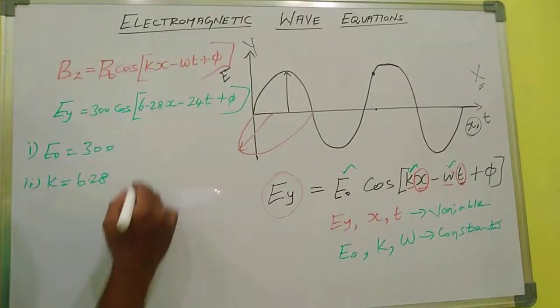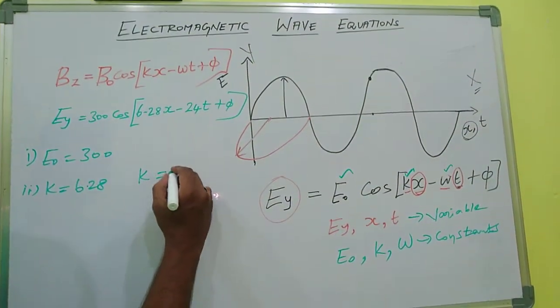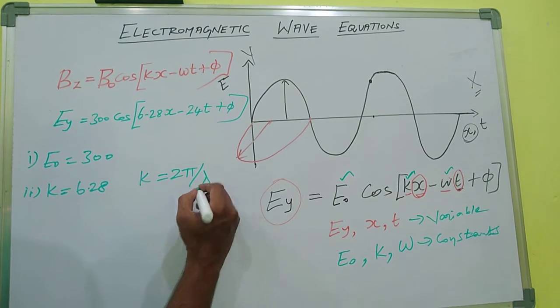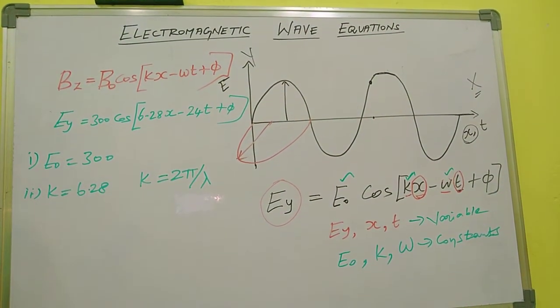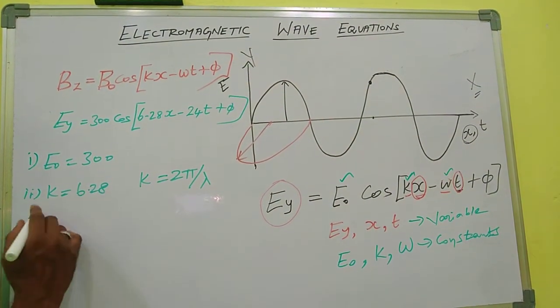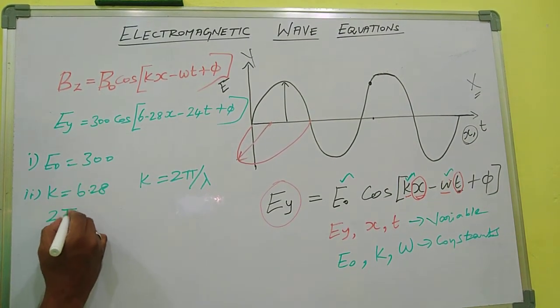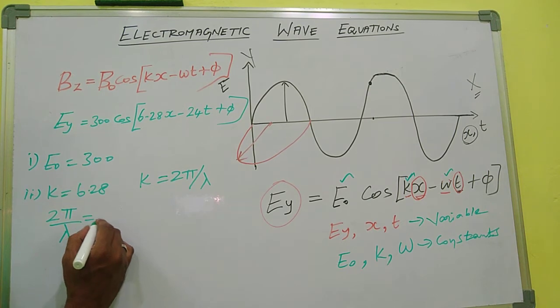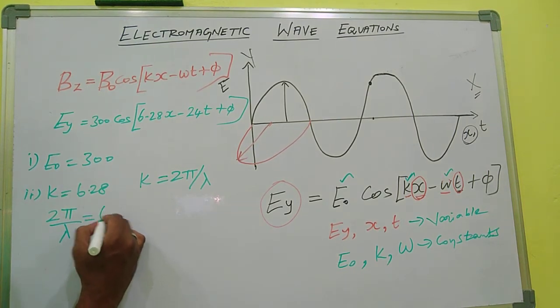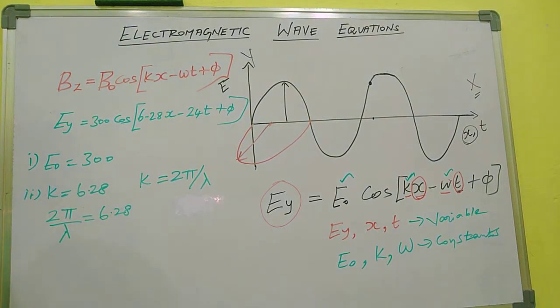How? Because K is nothing but the wave number or propagation constant. K is equal to 2 pi by lambda. So 2 pi by lambda is equal to, substituting this value here, instead of K I write 2 pi by lambda. 2 pi by lambda is equal to 6.28. So I want lambda.